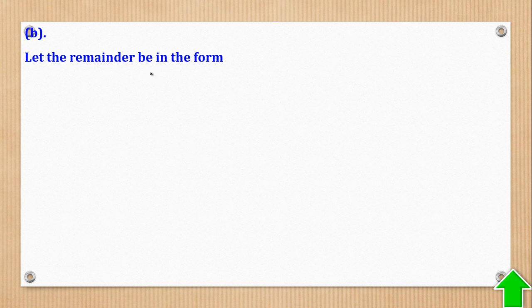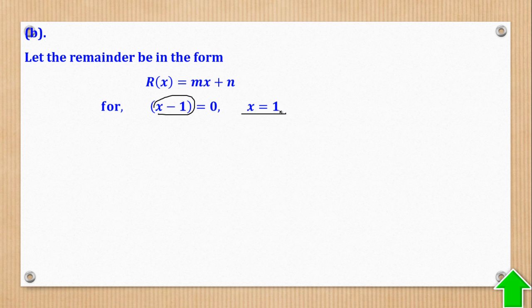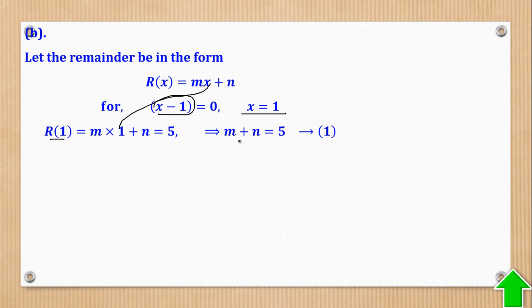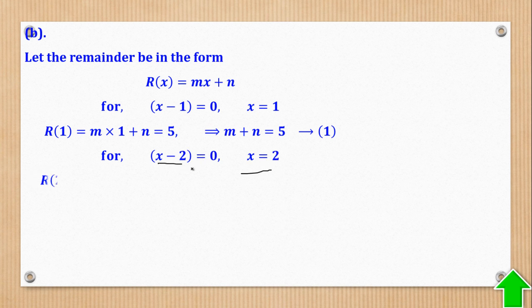So let the remainder be in the form rx equal to mx plus n. When this is the divisor, x is equal to 1, meaning that r1 will be equal to where there is x, you put 1. You come up with equation 1. Then for this divisor, x is equal to 2, so r2 will be given by this, giving you equation 2. Then I have to solve them simultaneously to get the values of m and n.